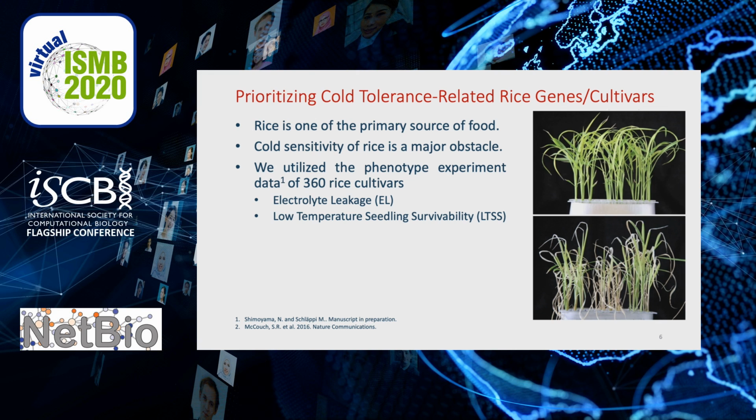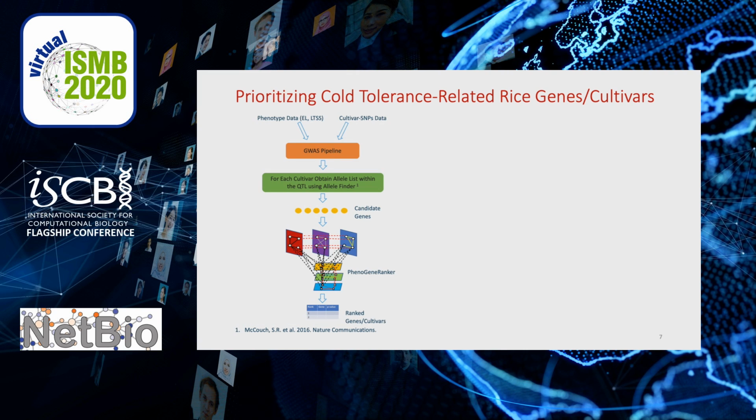EL level is used to measure the cold sensitivity of rice plants. Increase in EL level under cold treatment indicates sensitivity, and decrease in EL level indicates cold tolerance. Also, we utilized the survival rates of these cultivars under different cold treatment temperatures.